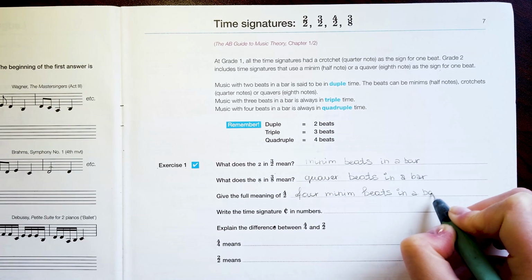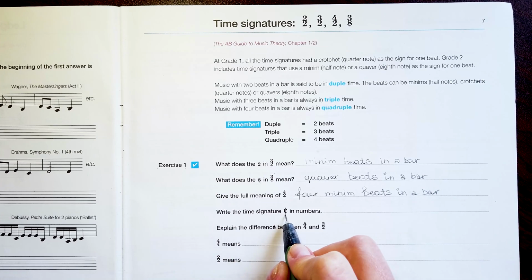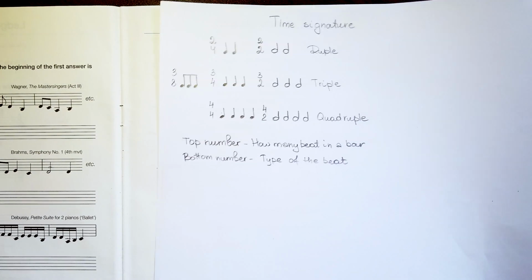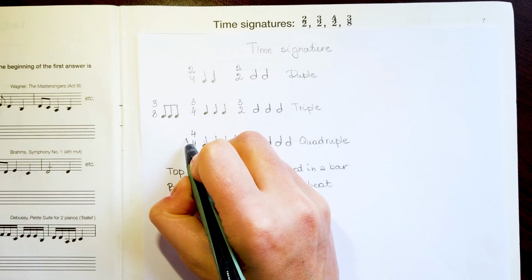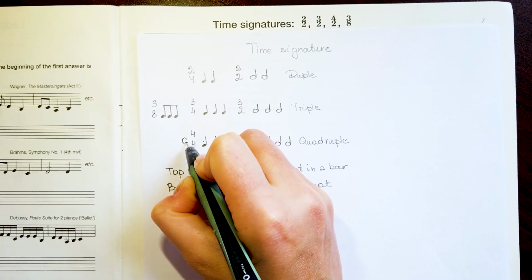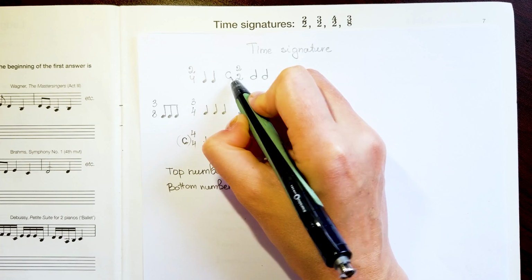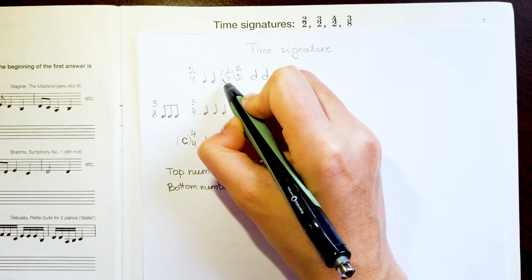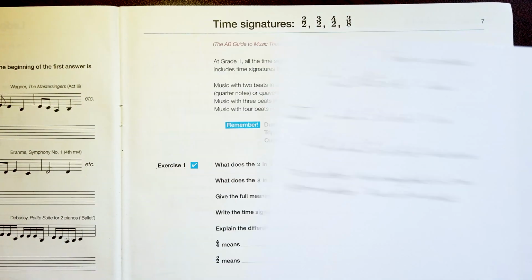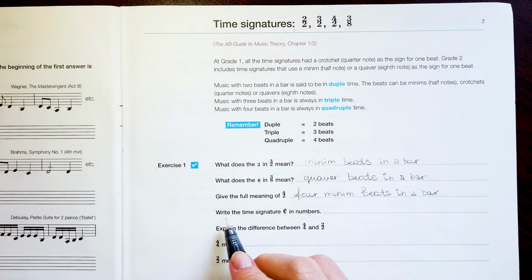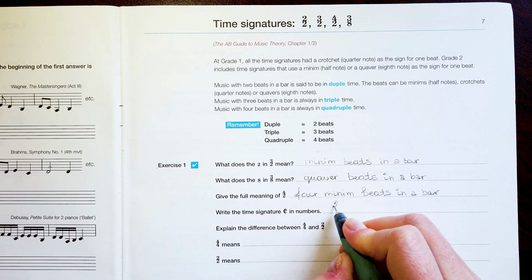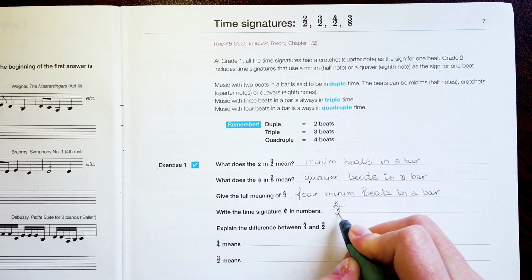in a bar. Sometimes the time signature is written in old-fashioned style. So C is 4-4 and crossed C is 2-2. In our case, we have a crossed C, which tells us about 2-2, 2 minims in a bar.